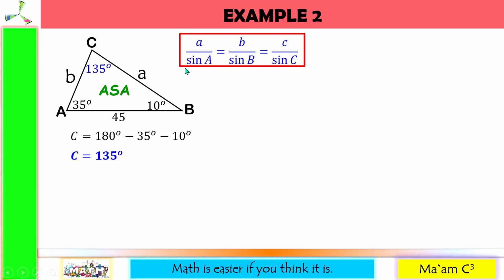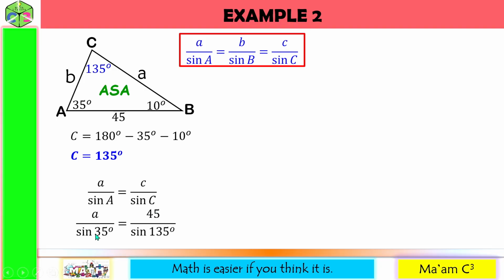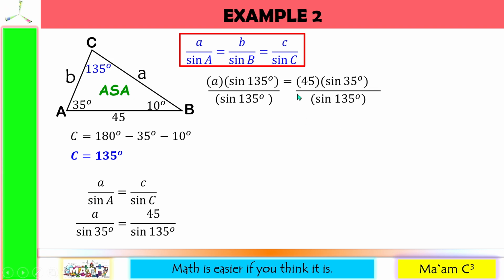I'm going to choose A over sine A is equal to C over sine C because I already have angle C. Let us substitute. A is the missing side. Angle A is 35. C is 45 and angle C is 135 degrees. Cross multiplication. I'm only after A. I'm going to divide everything by sine 135. This will cancel out. So A is equal to 45 times sine 35 over sine 135.